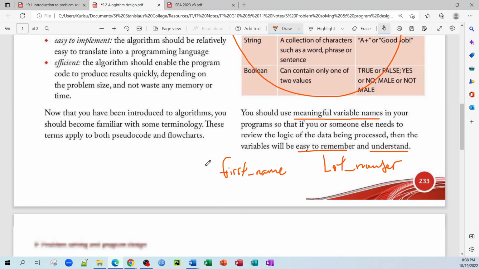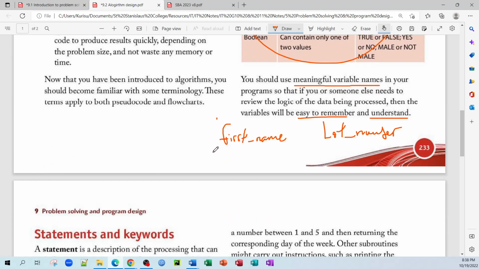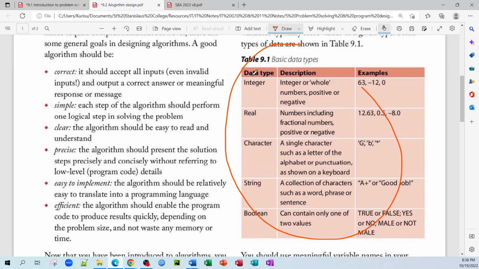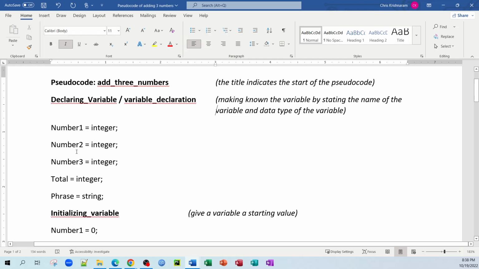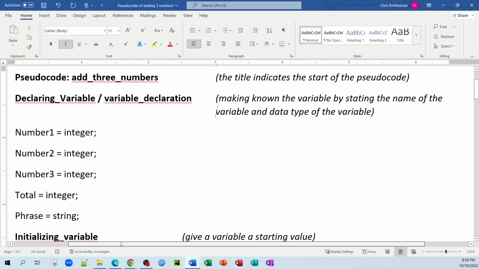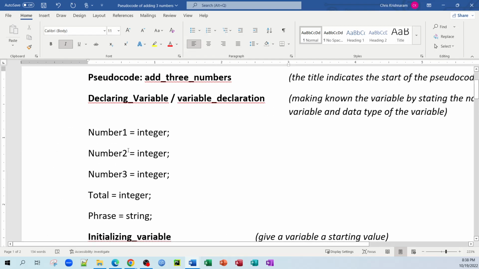We already learned that the variable name must be meaningful, and the data type, we already learned the 5 data types that you're going to be using. So the question now is, how do you put it into the pseudocode? This is an example of how you do that. The purpose of this pseudocode is to add 3 numbers, number 1, number 2, and number 3.